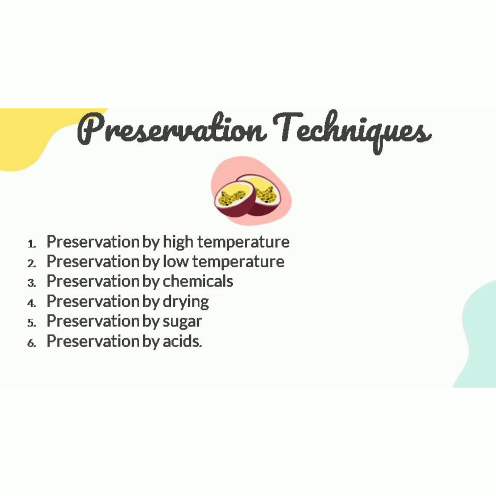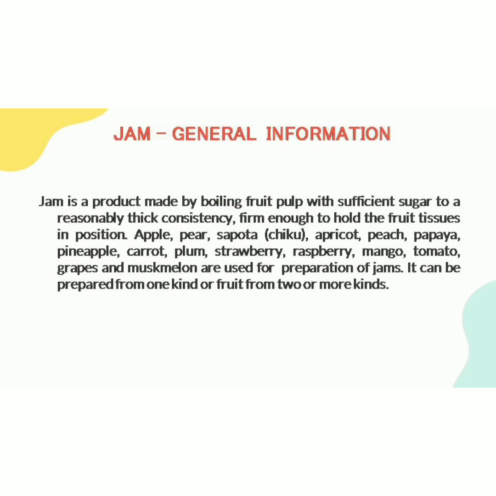Next, we are going to see jam. Just general information on the preparation of jam. Jam is a product made by boiling fruit pulp with sufficient sugar to a reasonably thick consistency, firm enough to hold the fruit tissues in position.